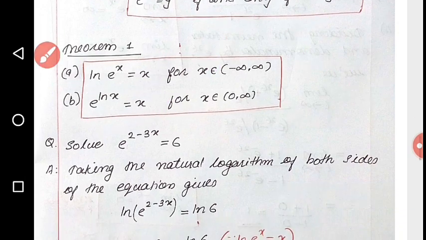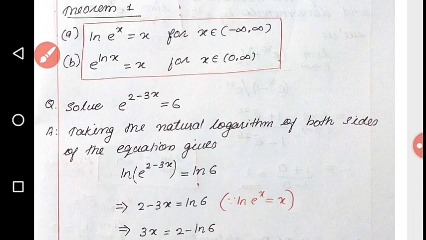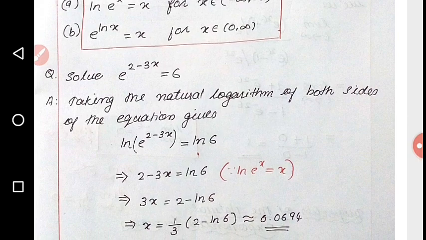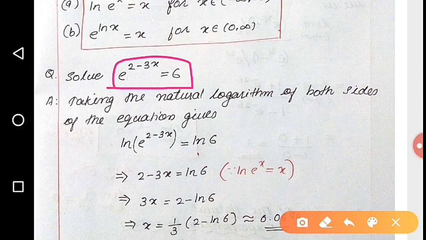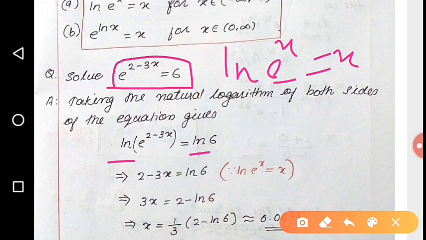Now let us solve some problems. First problem is to solve e raised to 2 minus 3x equal to 6. By using the fact that ln of e raised to x equal to x, we can solve this problem. So first we take the logarithm on both sides, that is ln of e raised to 2 minus 3x equal to ln of 6. Ln of e raised to 2 minus 3x is of the form ln of e raised to x, that is 2 minus 3x.